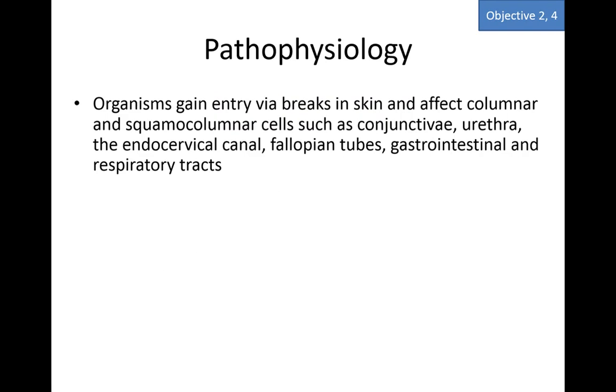Going into the pathophysiology, these organisms gain access to the host cell if there's any break in the skin, through sexual intercourse, specifically in the mucosal epithelial cells. Those are mostly found in either the fallopian tube, the endocervical canal, the urethra, or it can be the oral cavity going down into the respiratory as well as the GI system. So they tend to attach to these mucosal areas.